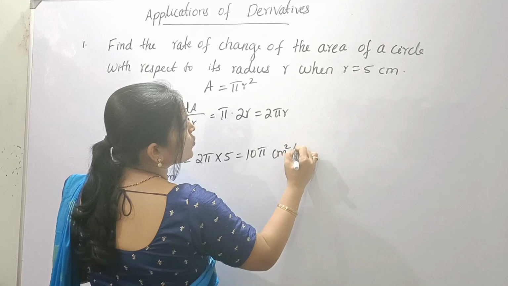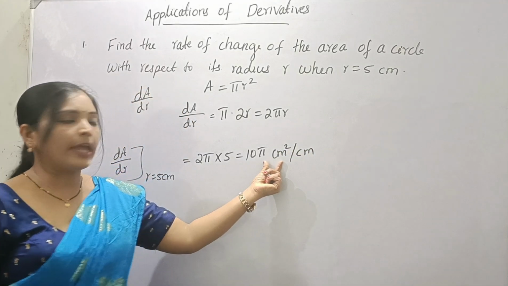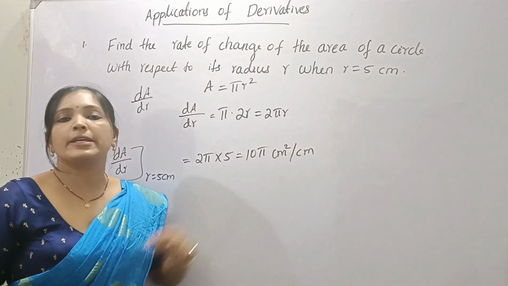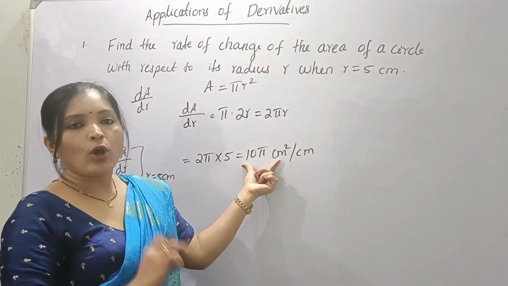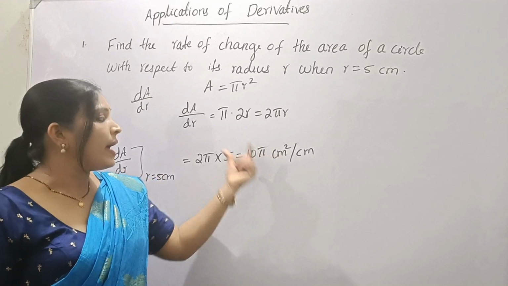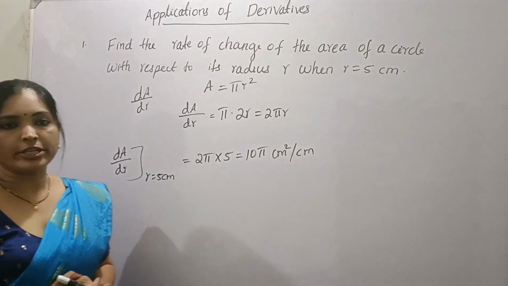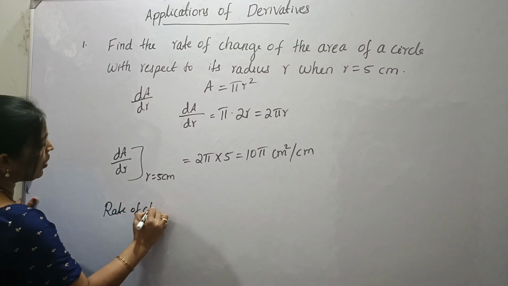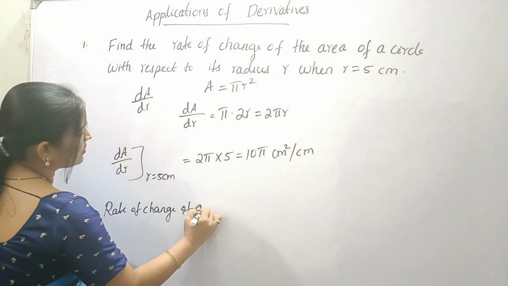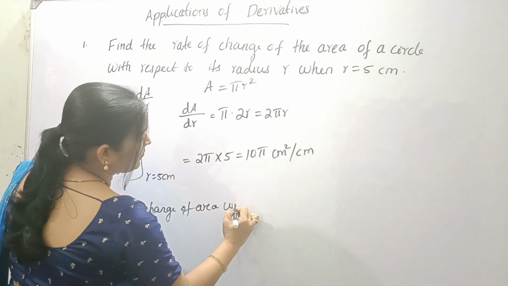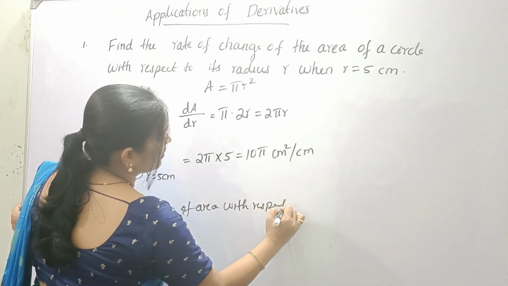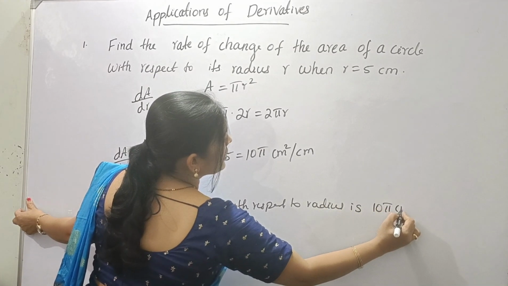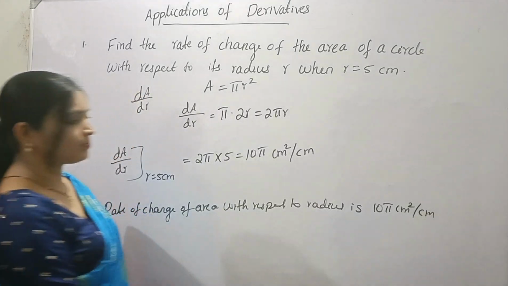Unit is centimeter square per centimeter. That is, the unit of area is centimeter square, with respect to radius, whose unit is centimeter. So it is the rate of change of area with respect to radius when r is equal to 5 centimeter. So here we can write, rate of change of area with respect to radius is 10 pi centimeter square per centimeter. That's all.